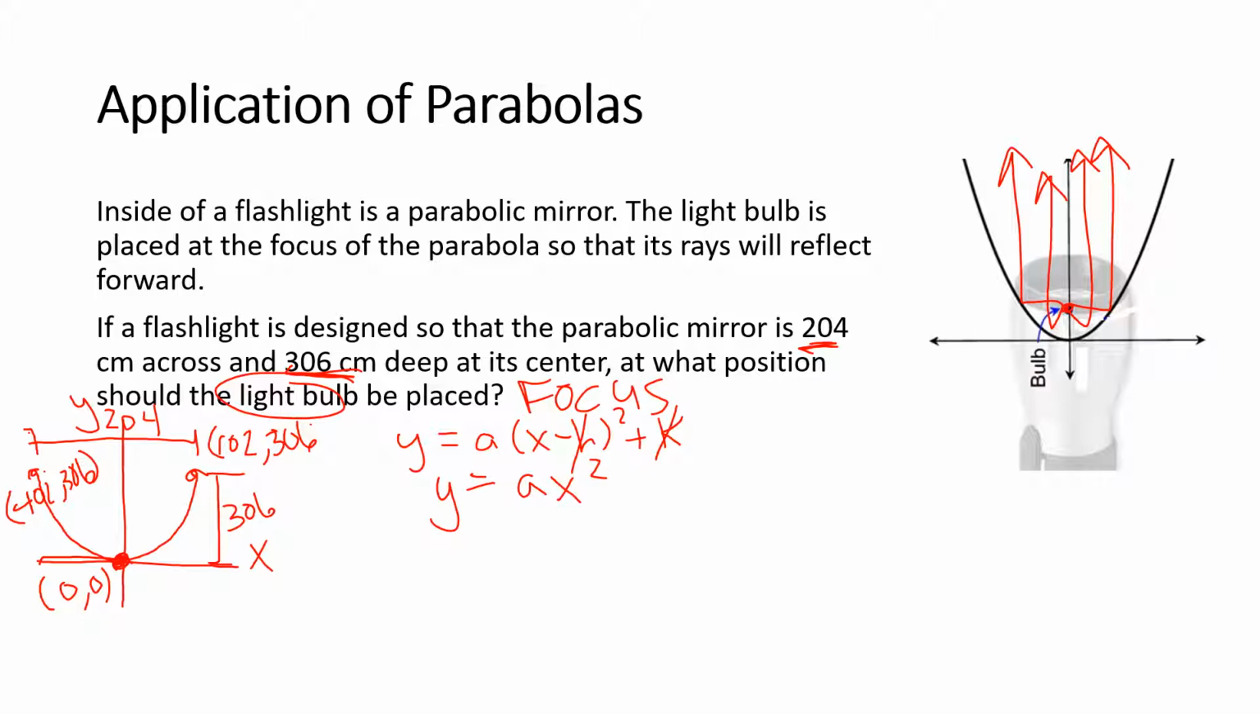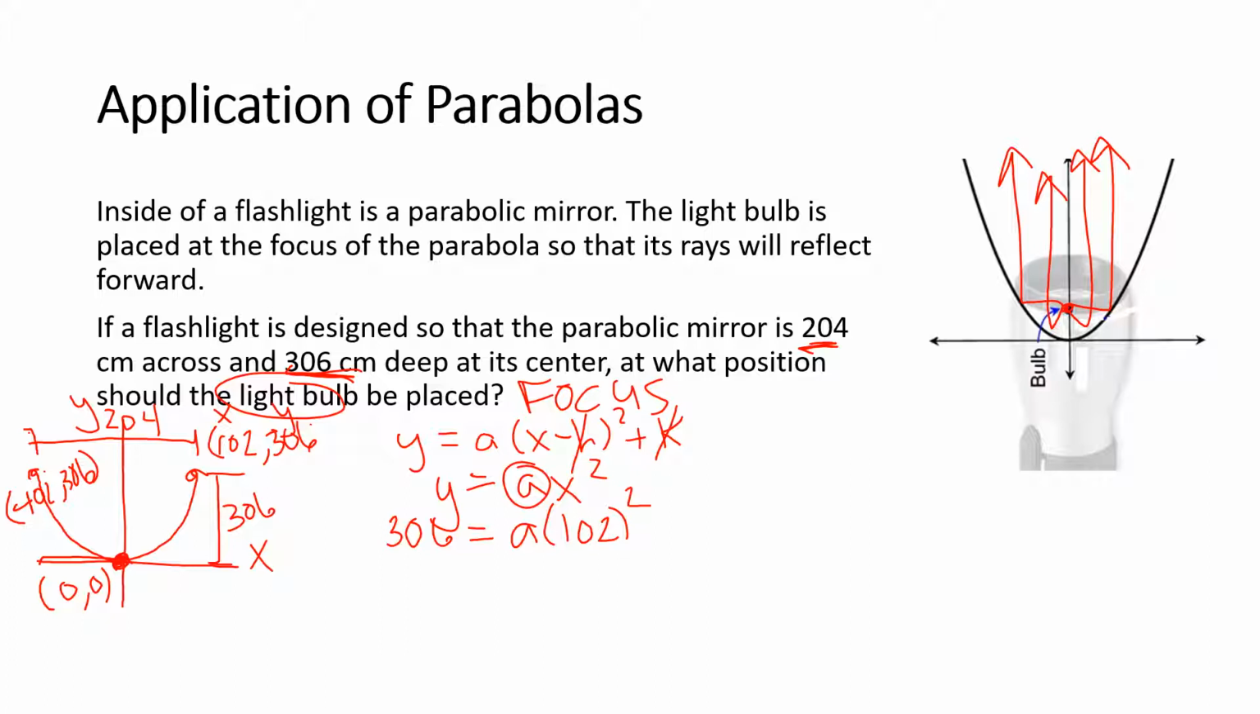Now to figure out what a is, I have to have a number to plug in for x and I have to have a number to plug in for y. That's where these coordinate points come in handy. Every coordinate point has an x coordinate and a y coordinate. So we're going to plug the 102 in for x and we're going to plug the 306 in for y. So we'll have 306 equals a times 102 squared.